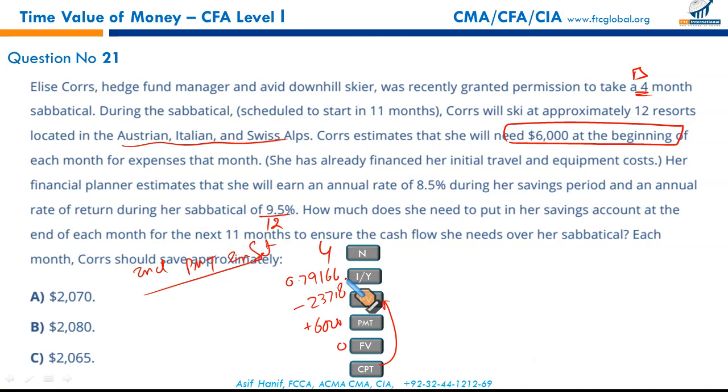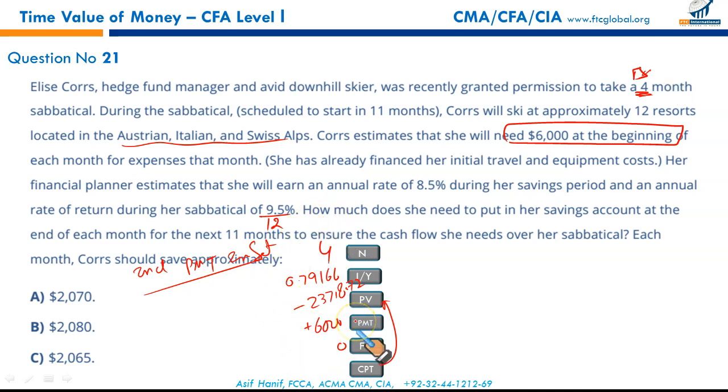71 or 72, 0.72. Now, this was the first phase. That's what she needs to have so as to receive $6,000 for each of the 4 months at the beginning of each month of her sabbatical. Now, the investment part. This is the withdrawal part.